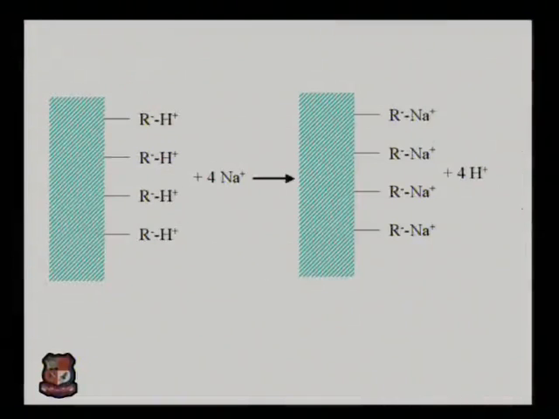This is the figure showing the ion exchange resin, and these are exchangeable ionic groups, H+. When any ion is made to pass through them, it gives its H+ ion and in turn takes Na+ ion. Here you can see H+ is replaced by Na+.